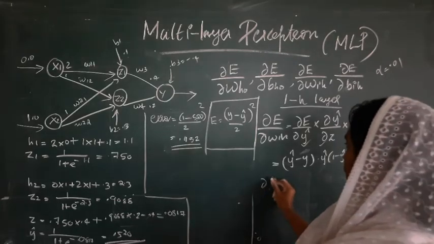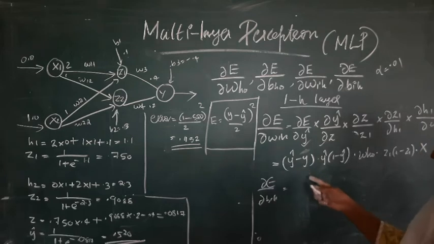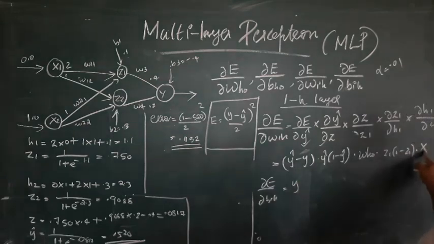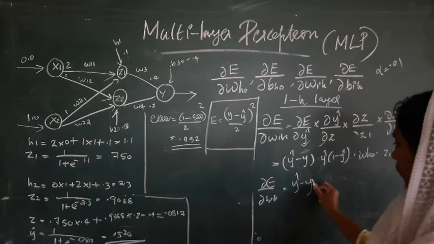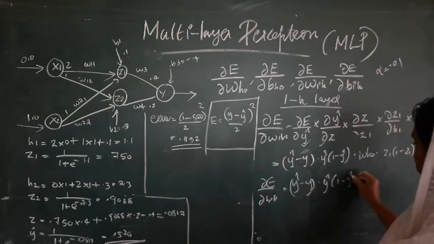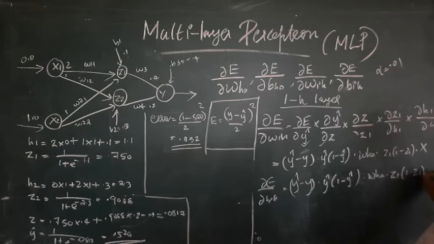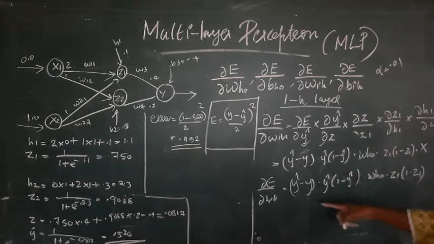For the bias, that is ∂E/∂bih, the only difference is in the last term: instead of x it is 1. So it is y cap minus y into y cap into 1 minus y cap into who into z1 into 1 minus z1. So this was for the bias in the input to hidden layer, and the weight update equation is the same for the weights.